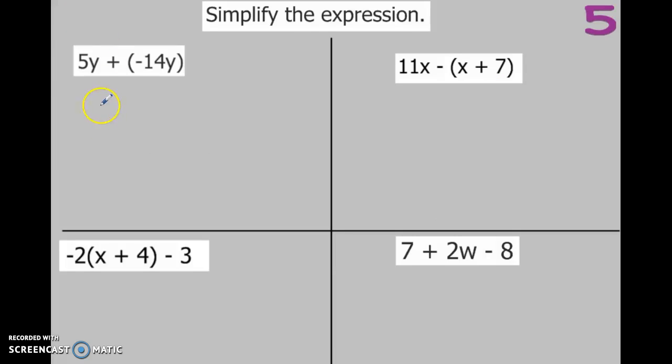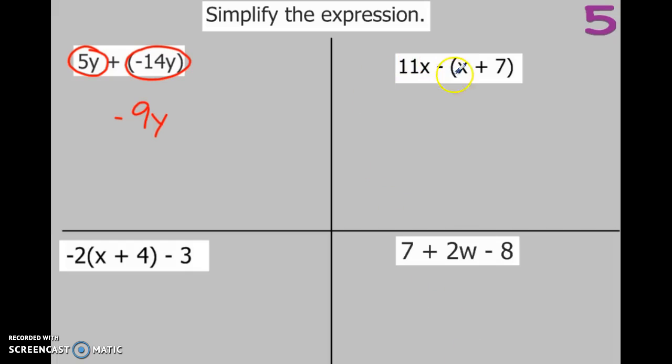Couple more. This one is just combining your like terms. There's nothing to distribute here. We have 5y and -14y. Different signs, so we're going to subtract. 14 minus 5 is going to give us 9. And those are y's, but there are more negatives, so it's -9y.